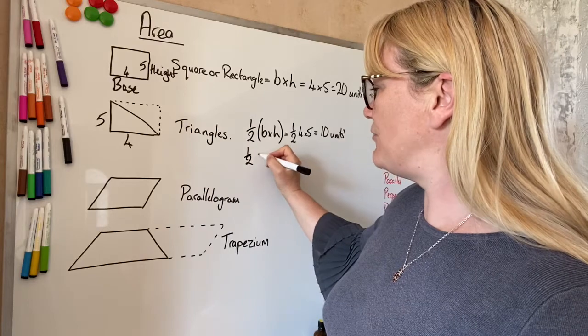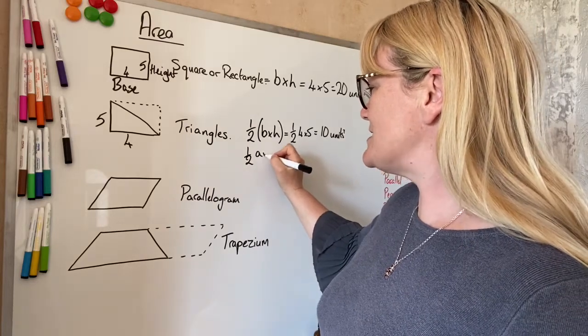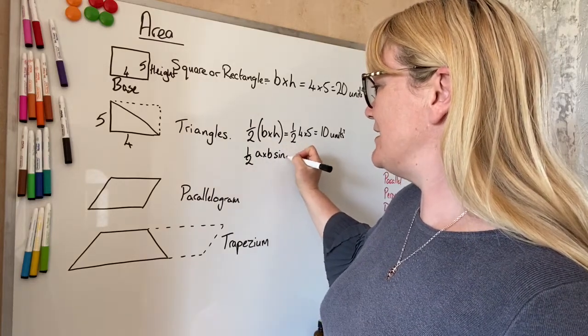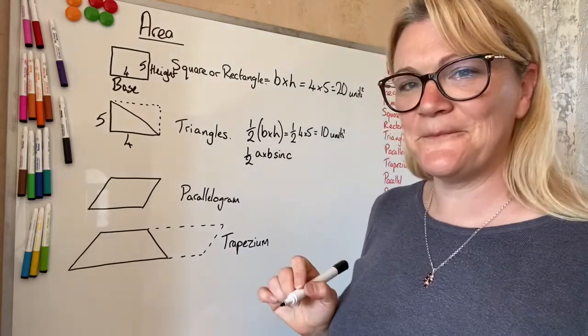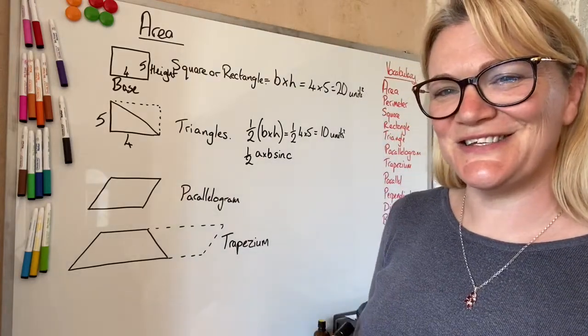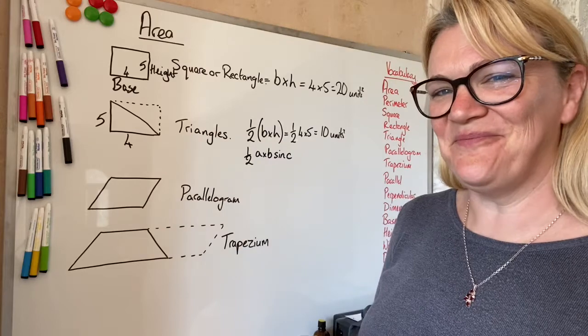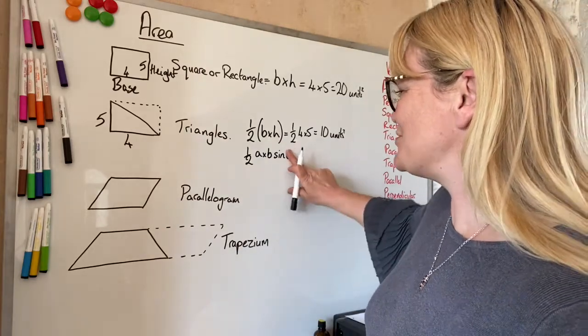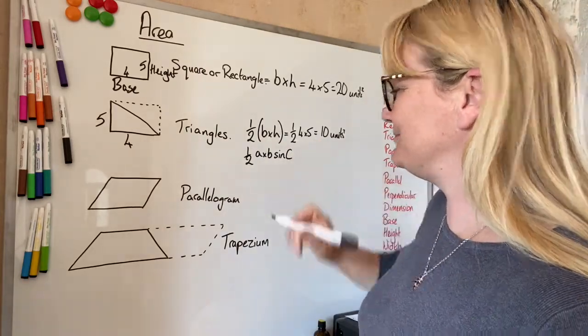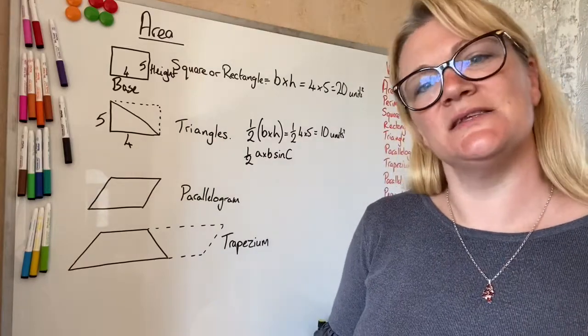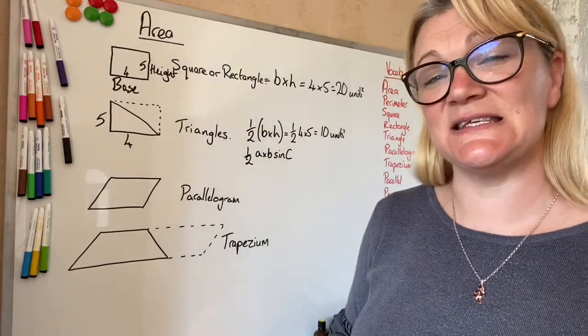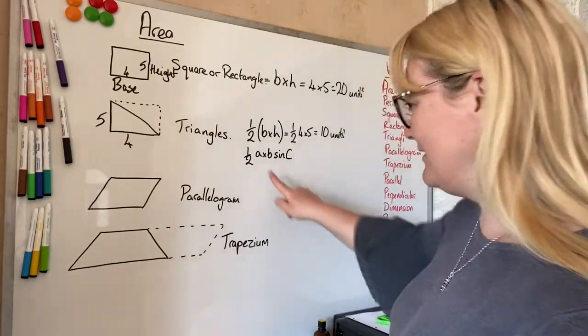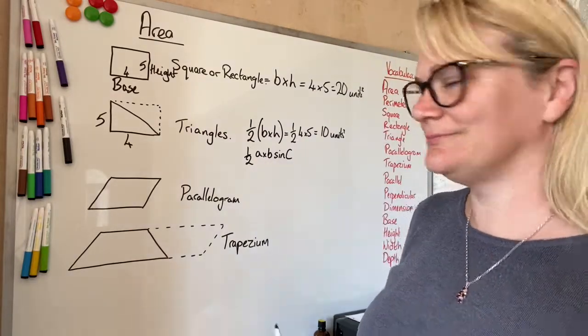But for today, just think about it as either half of base times height, or the other formula, which is half of A times B sine C. Okay? Just use it. Don't panic about it. That should actually be a capital C. Half of A times B times sine C, with a capital C because it's the angle. The A and the B are sides.